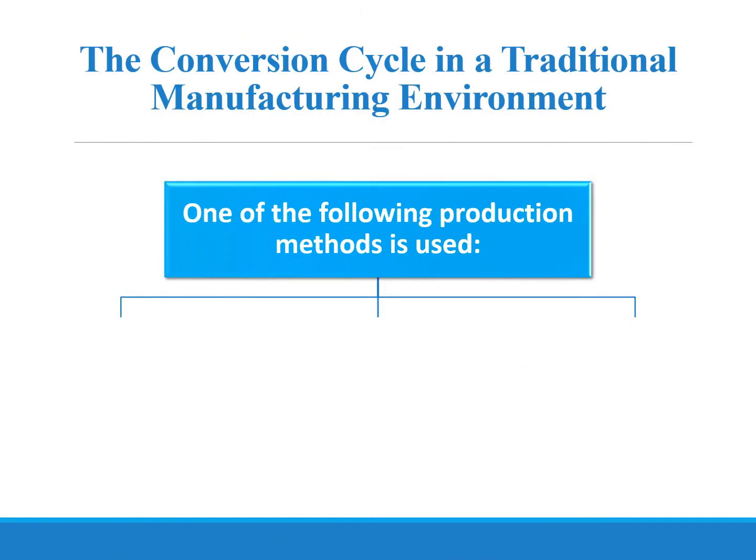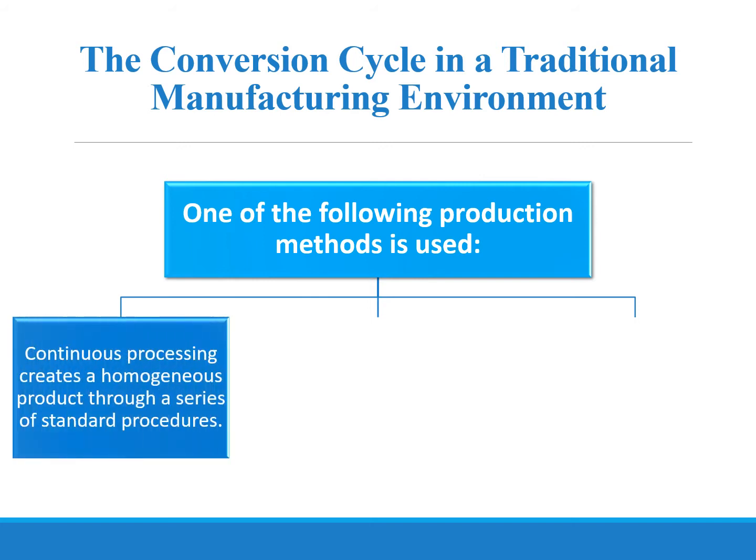Okay, so one of the following production methods is used in the traditional manufacturing environment. One, continuous processing creates a homogeneous product through a series of standard procedures. This is the way we produce, especially in the food manufacturing industry, where we produce a huge number of the same product just to fulfill the needs, because the customers or consumers are waiting for the product.